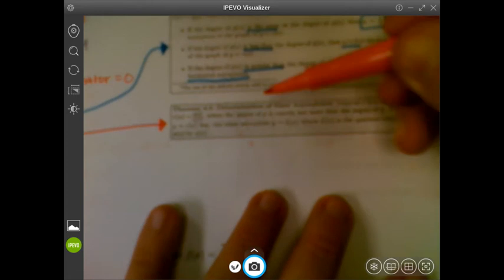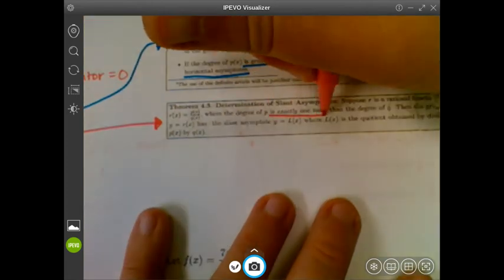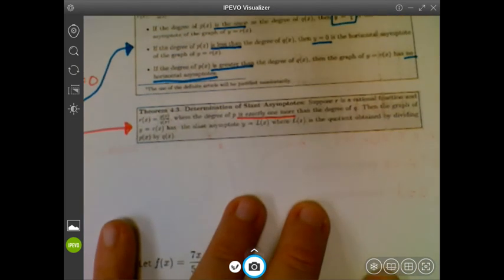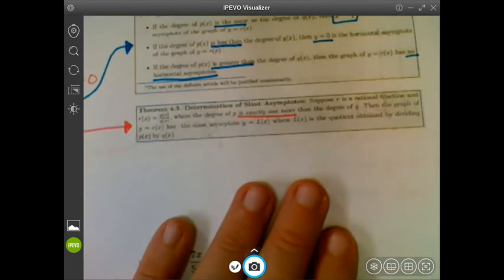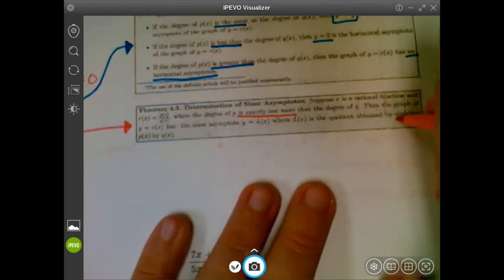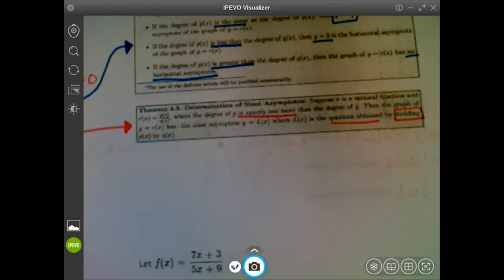So here's how you would find a slant asymptote. It only happens when the degree of the top is exactly one more than the degree of the bottom. If that is not the situation, then automatically there are none. But if the top is exactly one more than the bottom, then you're going to do some dividing. You're going to get the quotient obtained by dividing, and whatever you get for your quotient, that is where your slant asymptote lies. And once again, we will see examples, I promise.